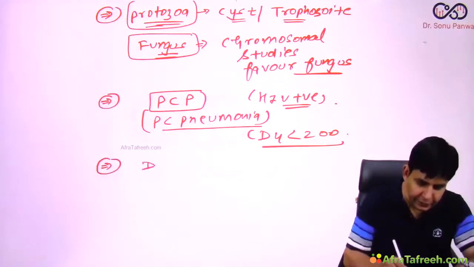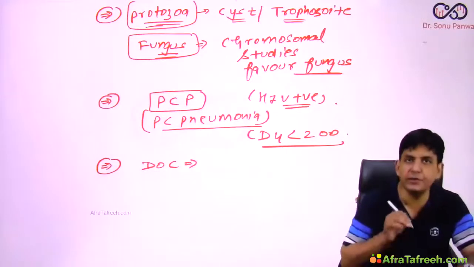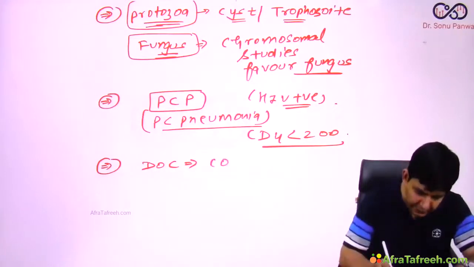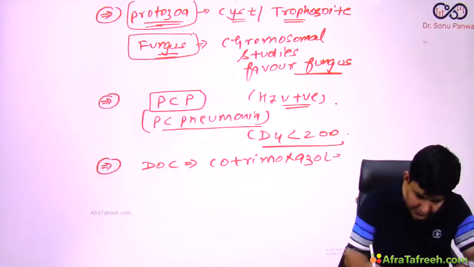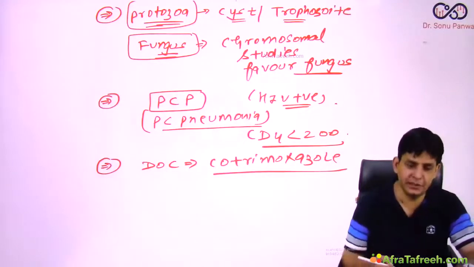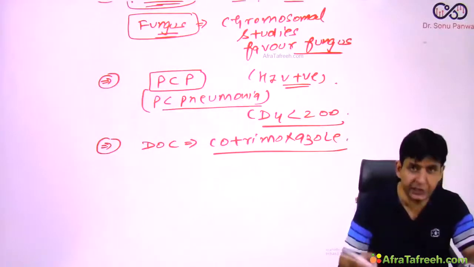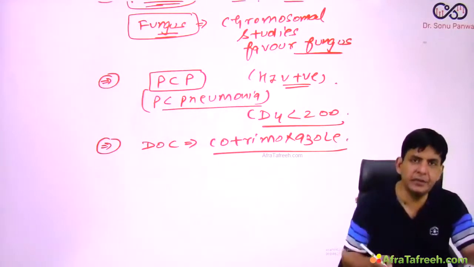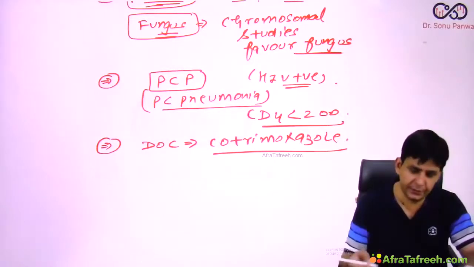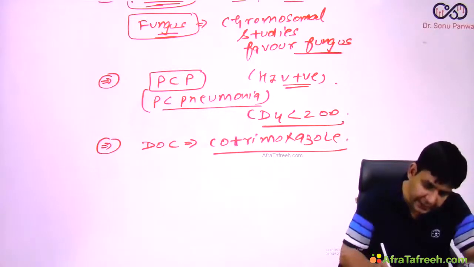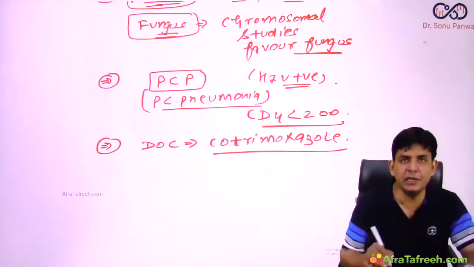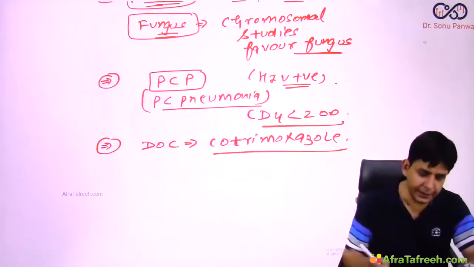And the AIIMS question was, what is the drug of choice for this condition? The drug of choice is cotrimoxazole, which is a combination of trimethoprim and sulfamethoxazole. The injections are also available, and the tablets are available in double strength for this cotrimoxazole. It's a wonder drug for Pneumocystis carinii or Pneumocystis jirovecii pneumonia.